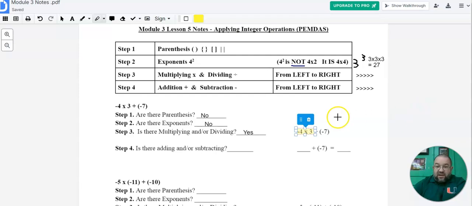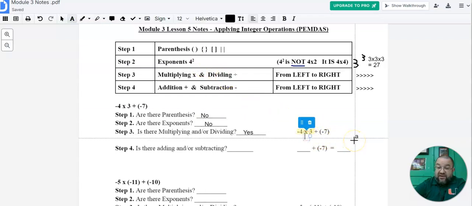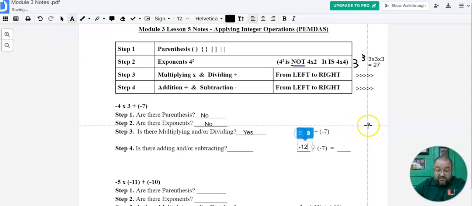Okay. Alrighty, so with that in mind, we learned that negative times a positive is always going to yield a what kind of number? If you said negative, you're correct. All right, so we have -12. So there's -12 there. In fact, we could put that right there.